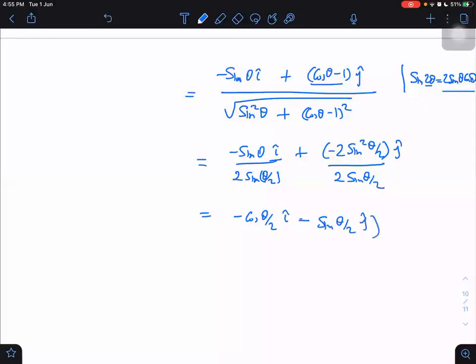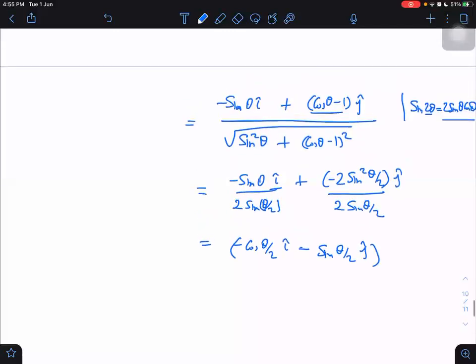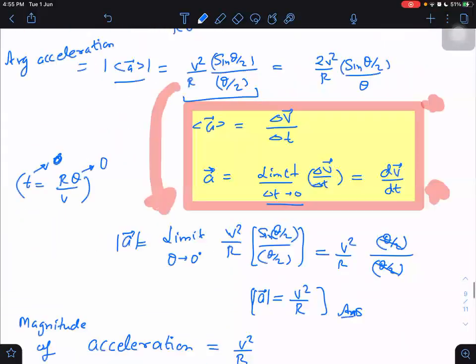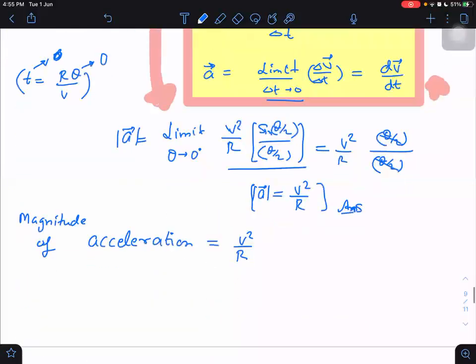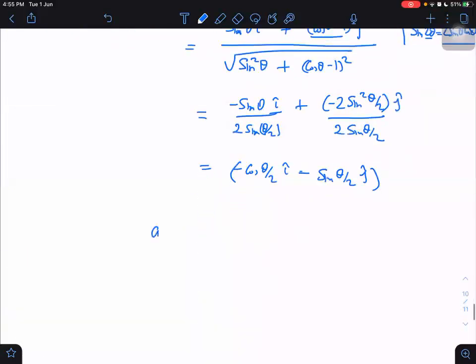2 j cap. This is the direction. So if somebody asks me what is the direction, then I will write the magnitude of acceleration, the average acceleration magnitude. Average acceleration magnitude was v square by r into sine theta by 2 upon theta by 2. Now, let me write average acceleration with proper direction this time.